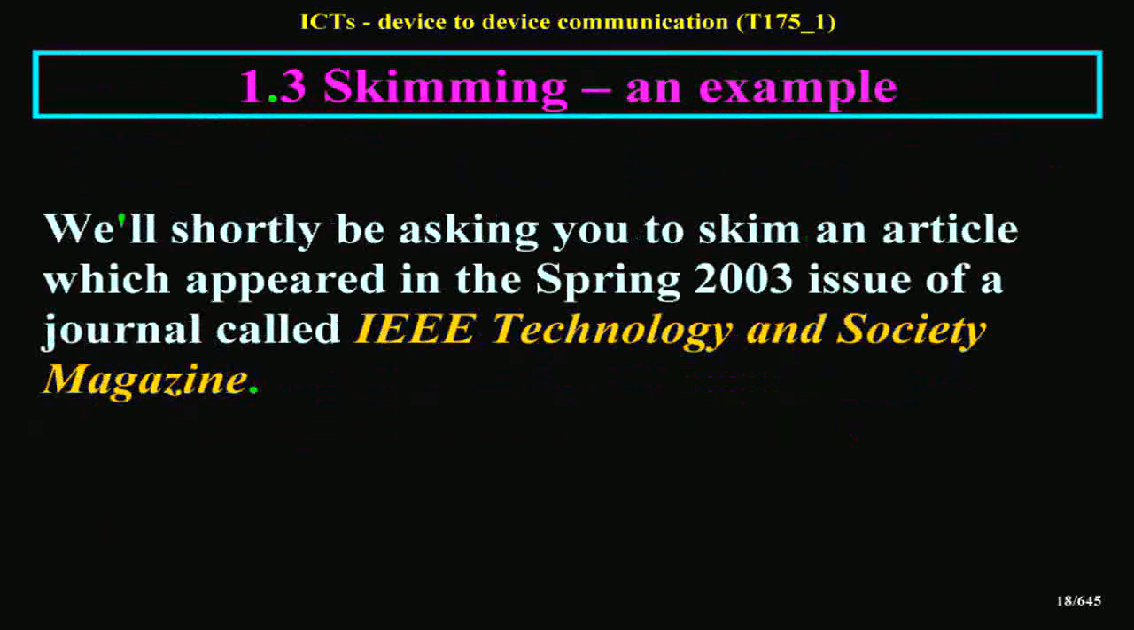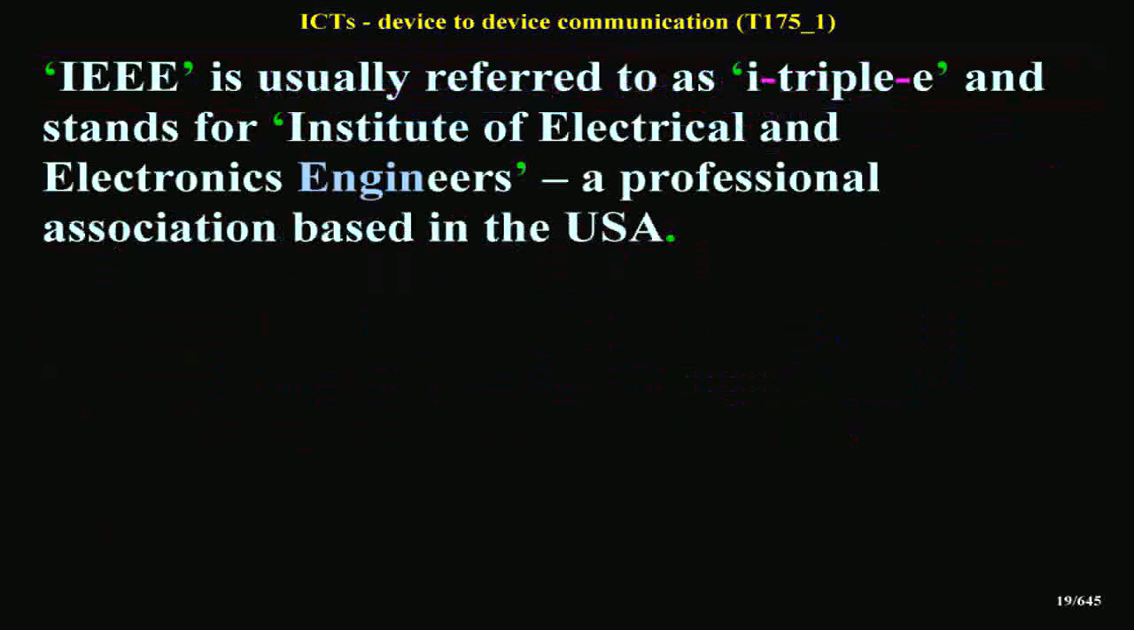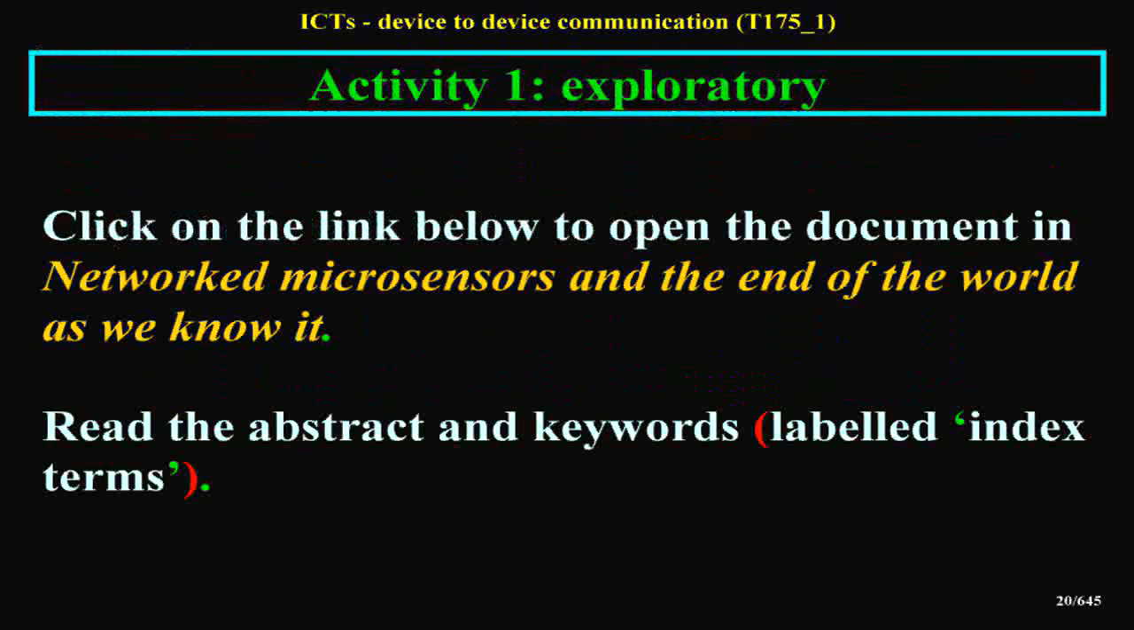We'll shortly be asking you to skim an article which appeared in the spring 2003 issue of a journal called IEEE Technology and Society magazine. IEEE is usually referred to as I-triple-E and stands for Institute of Electrical and Electronics Engineers, a professional association based in the USA.